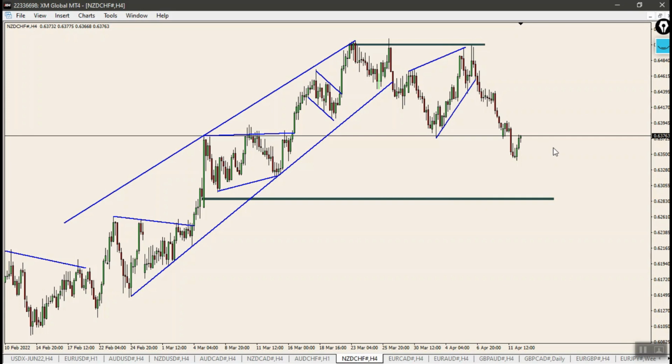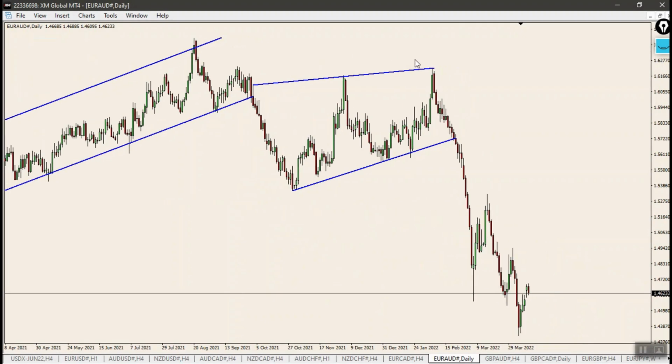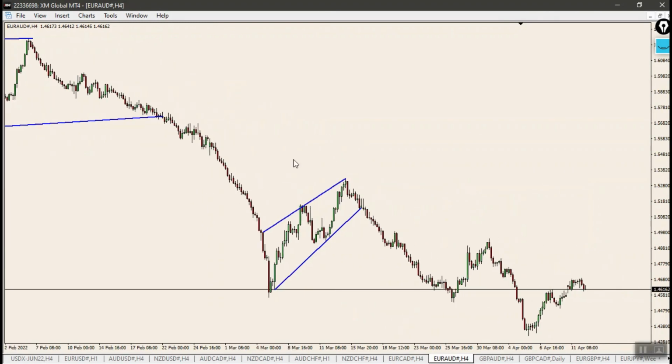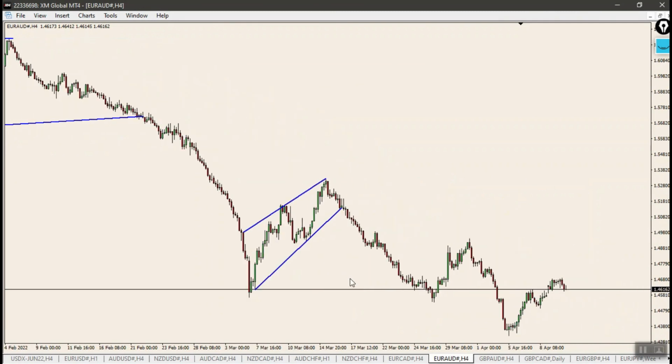P&L exponentially. On the next example, we are on EURUSD, and we come from this falling wedge or a rising wedge. I'm not really sure, but it's a wedge regardless, and it continued impulsively to the low. And when we go on the 4-hour chart, we see this massive impulse and a rising wedge, right?